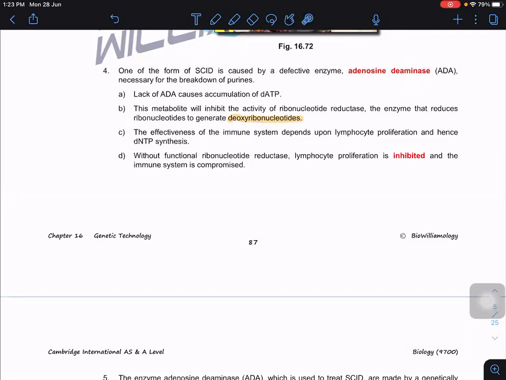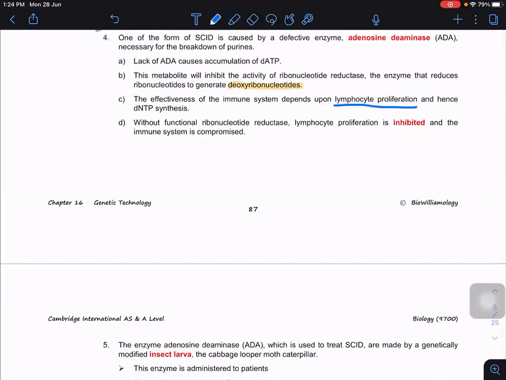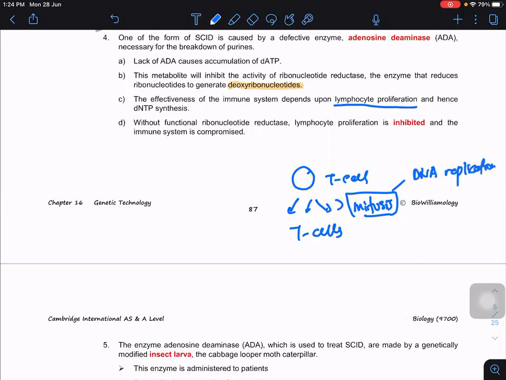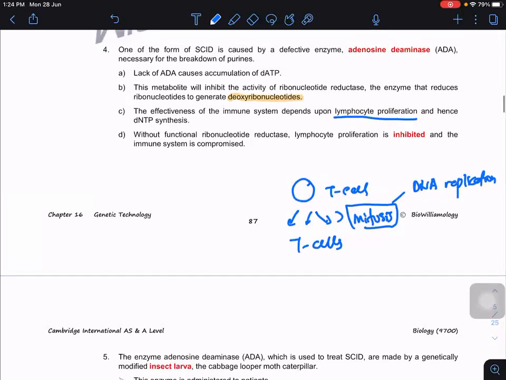The effectiveness of the immune system depends on lymphocyte proliferation. In order to get your T cell to make many T cells, they need to carry out mitosis. But before mitosis, they need to carry out DNA replication. Because of the accumulation of dATP, we lack dNTP. Are you clear? If we cannot generate deoxyribonucleotides, DNA replication is inhibited. These are extra information for you guys, for information only.